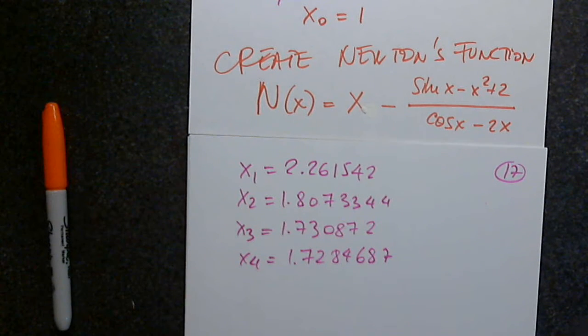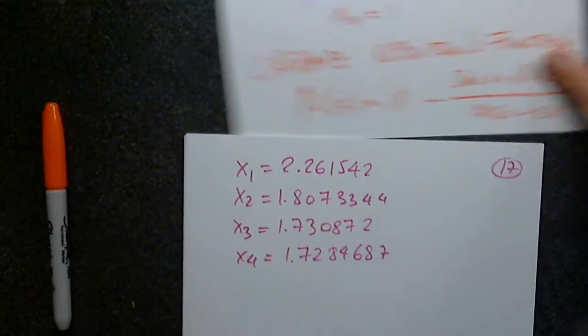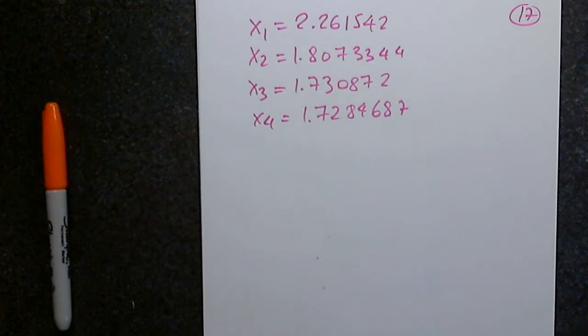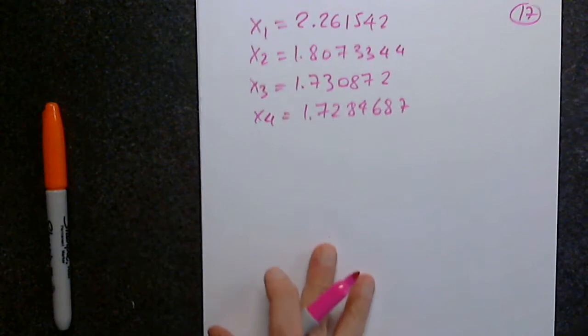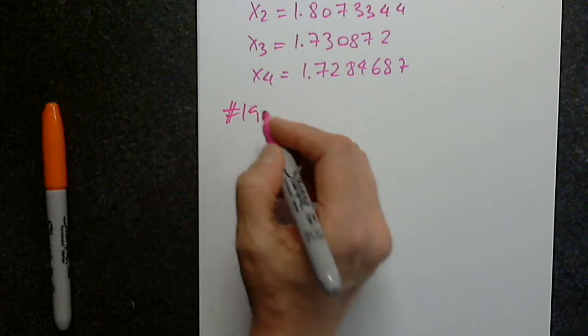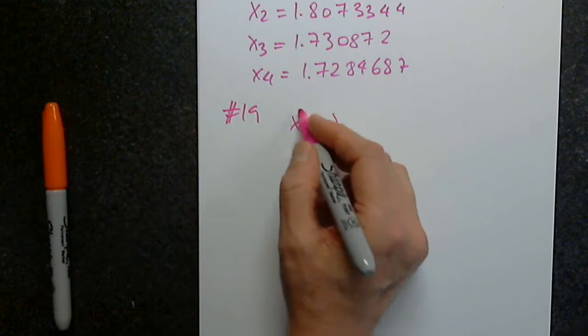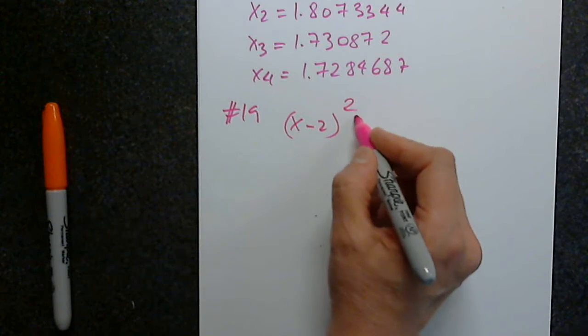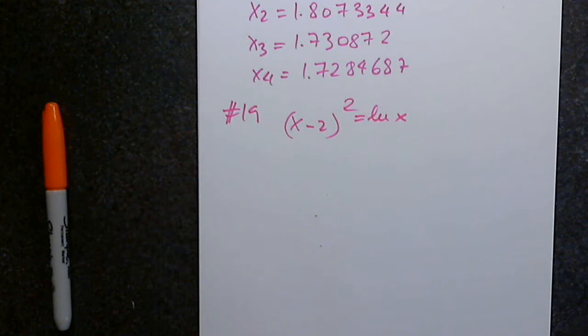And this all was possible with calculus. We still have some time, about 6-7 minutes, so let's try another. Let's say 19, and x minus 2 to the second power equals natural log x. So let's work on this. And then we'll stop.